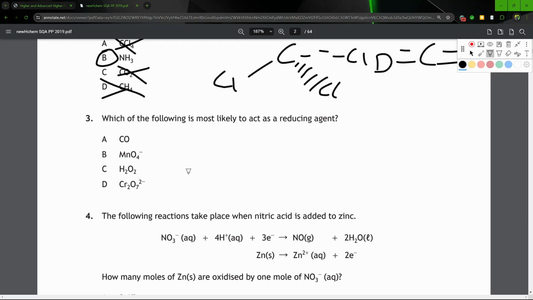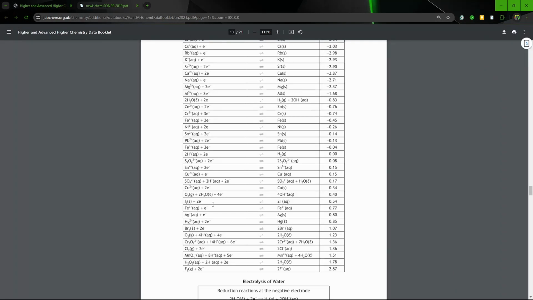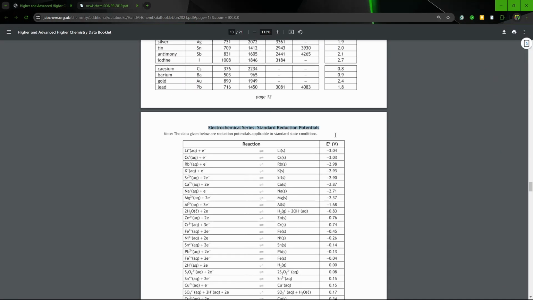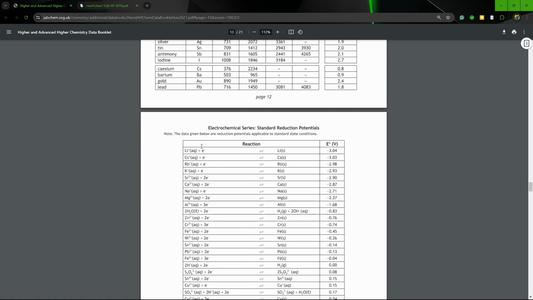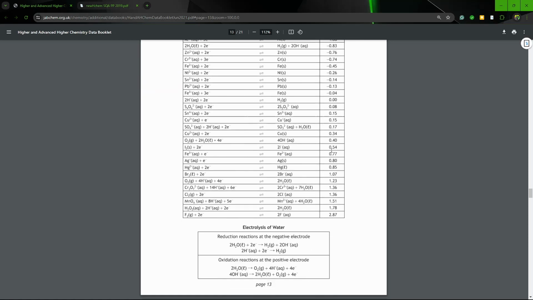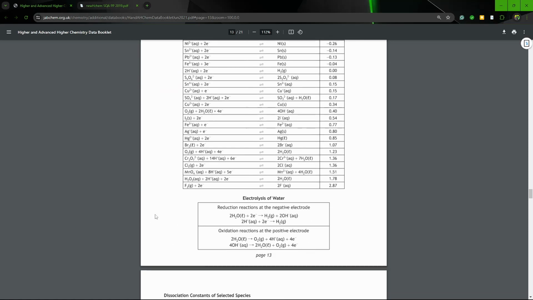So, question 3. Which of the following is most likely to act as a reducing agent? Is it carbon monoxide, magnesium oxide, hydrogen peroxide, or chromium oxide, or whatever it's called? It might be dichromium. I can't remember. What we're going to do to figure this out is go on to our data booklet. We'll have the electrochemical series of standard reduction potentials. So, important thing to realize about this is that at the top we have our best reducing agents, and at the bottom we have our best oxidising agents.